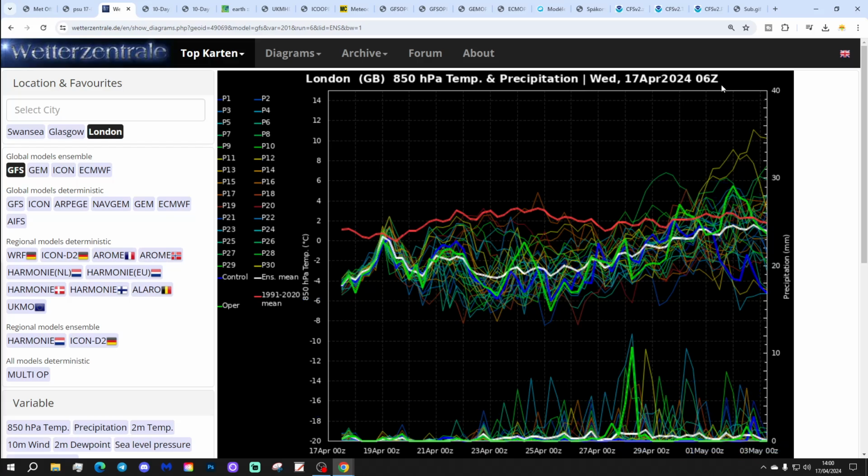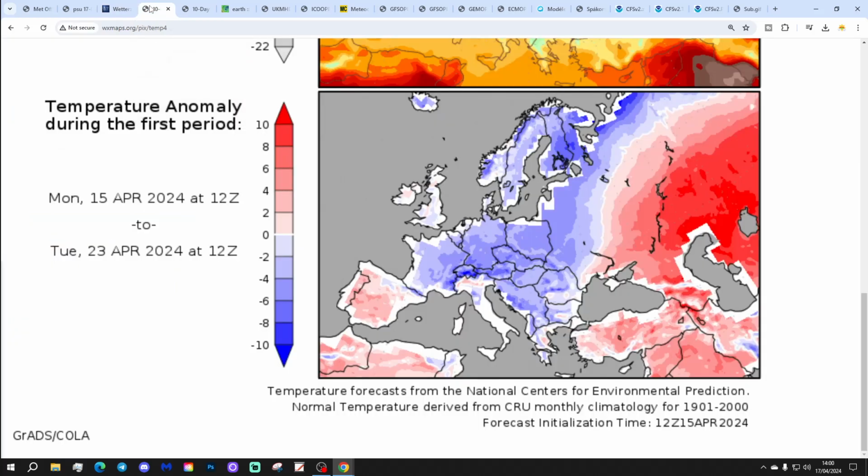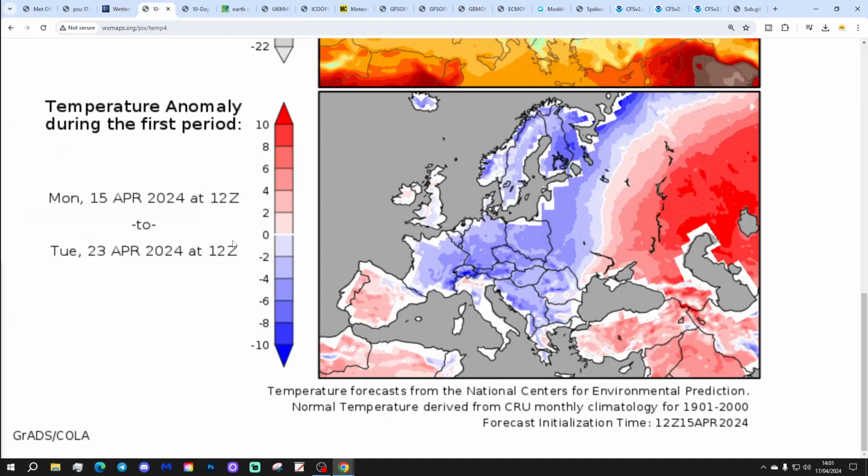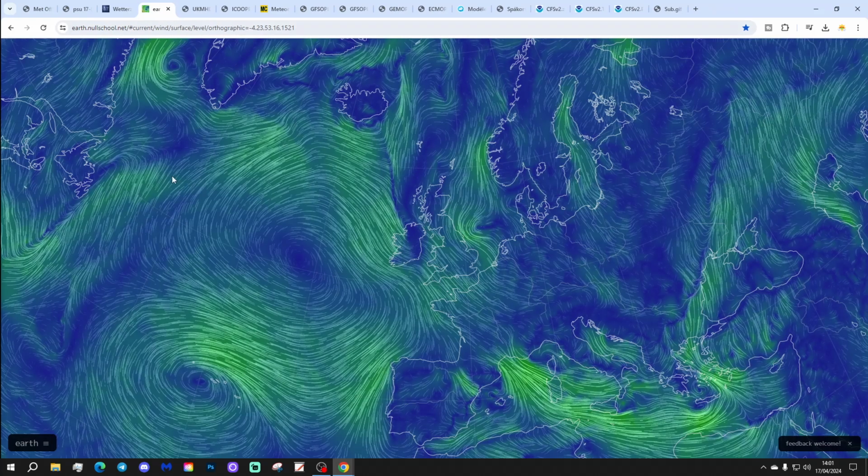With that blocking area of high pressure away to the northwest. Temperature anomalies from the 15th to 23rd of April are just a little bit below average. I don't want to talk about that, but the upper air temperature is quite substantially below average. The temperature anomaly, no, that still hasn't updated, has it? That's still showing from the 15th to 23rd. Right, we'll get rid of that then.